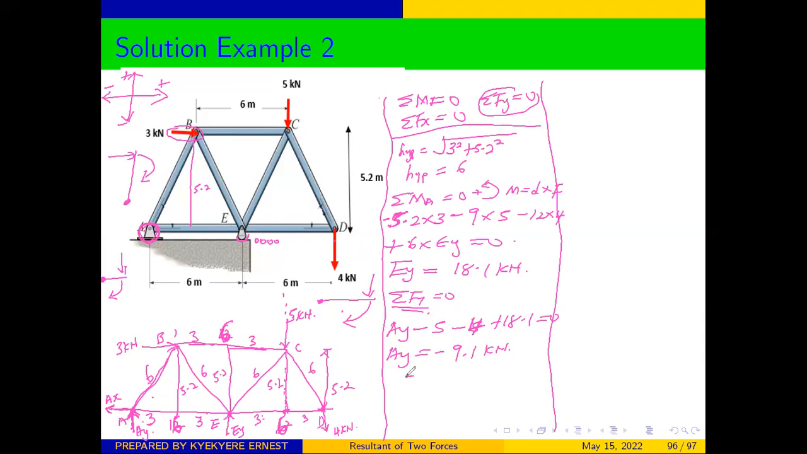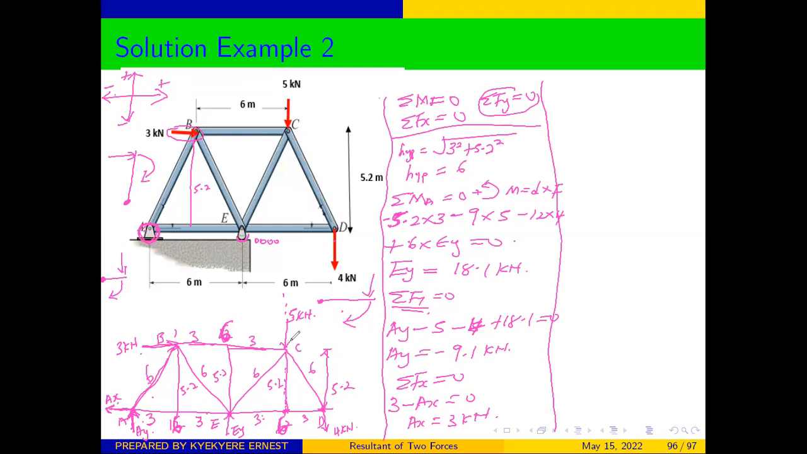Then we can also use our equilibrium equation. F of x is equal to 0. F of x is equal to 0. And for F of x, we know that we only have 2x going in that direction, and this one going in the other direction. We said that this direction will be positive, but this one is in the negative direction. Therefore, we are going to get 3 minus Ax is equal to 0. From there, we can see that Ax will be equal to 3 kilonewtons. Good.